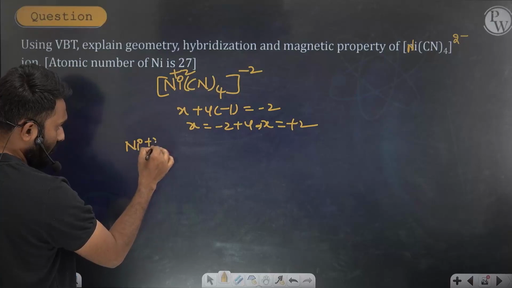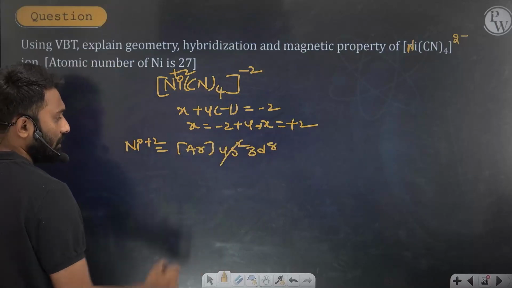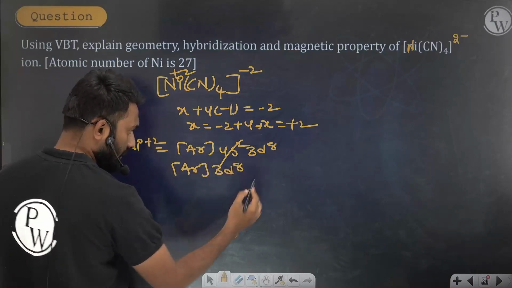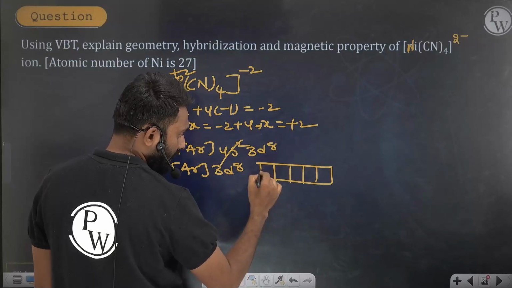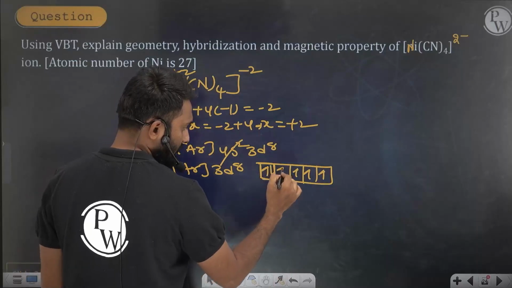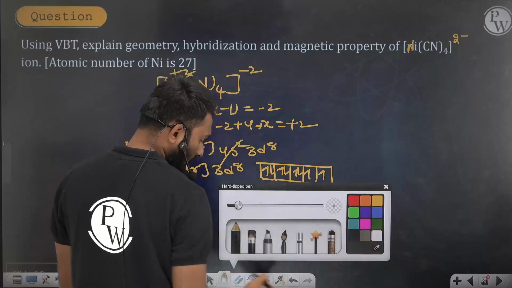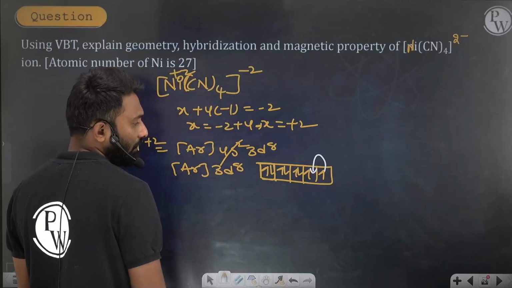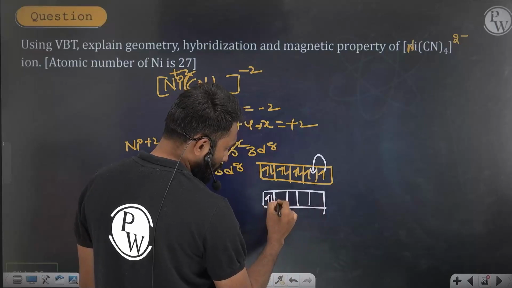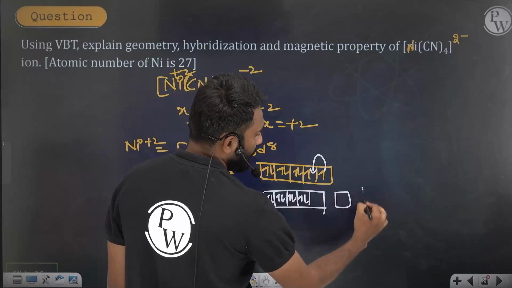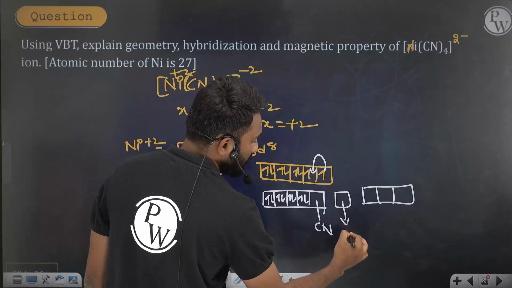Nickel is argon 4s2 3d8. Now 2 electrons have been lost, so this is argon 3d8. The d subshell contains 5 orbitals: 1 2 3 4 5, and the electrons 1 2 3 4 5 6 7 8. But due to the presence of this strong field ligand, pairing happens. Now this electron will be paired here. Now here the s and here the p. Clear? How many ligands do we have? 4 ligands, one cyanide each.